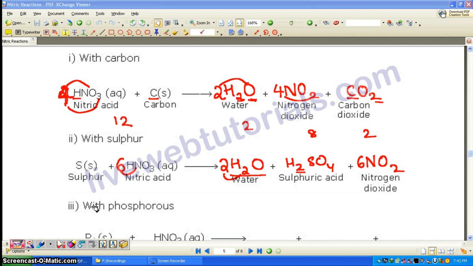We can count now other atoms. Sulfur here is only 1. Hydrogen is already balanced. You have to check for oxygen. Here oxygen is 6 into 3, that is 18. On the right side we have 2 over here, we have 4 over here, and then 6 2s are 12. 12 plus 4 is 16, plus 2 is 18, and this is 6 3s are 18. You can just put down these equations.